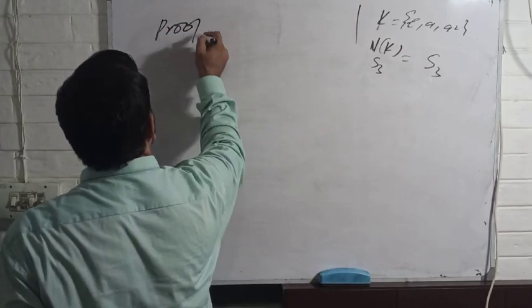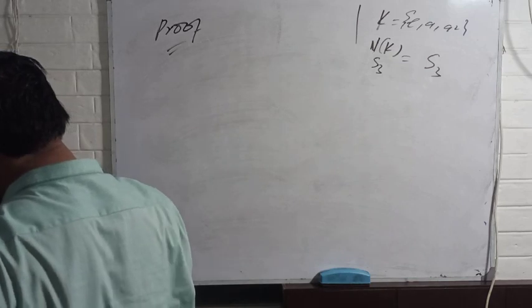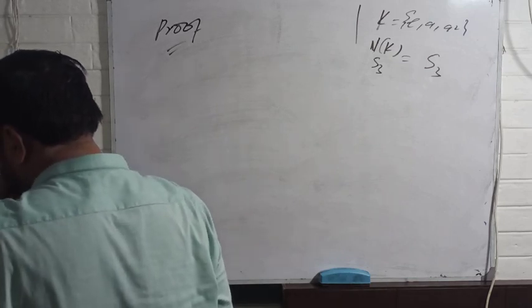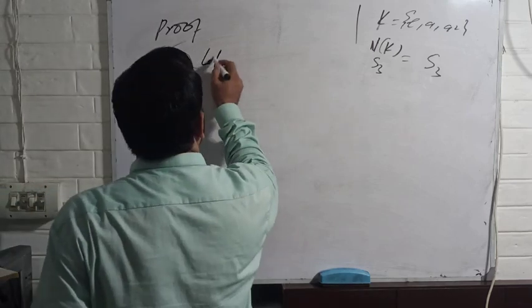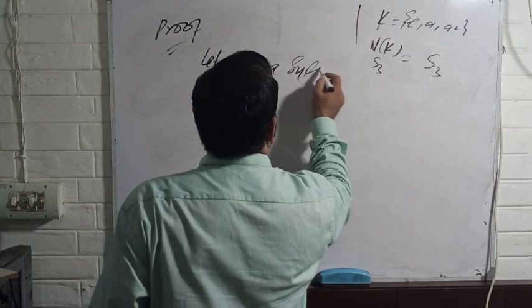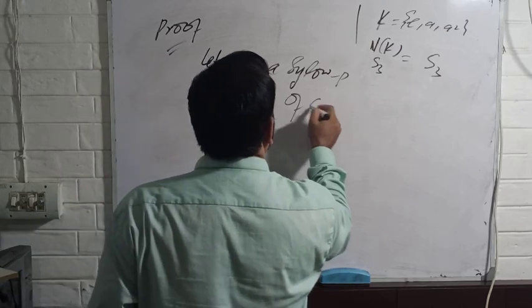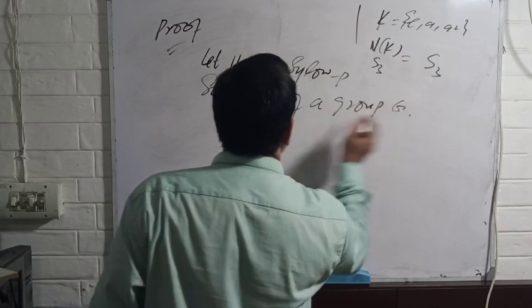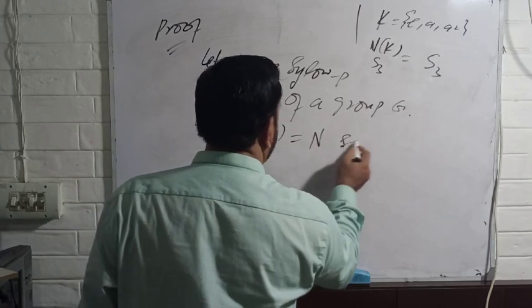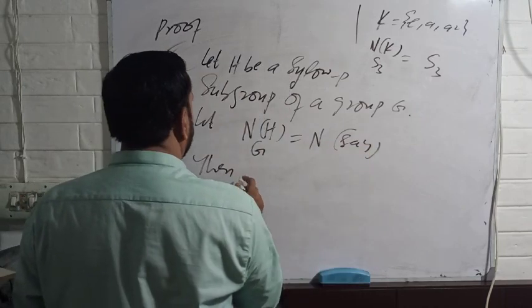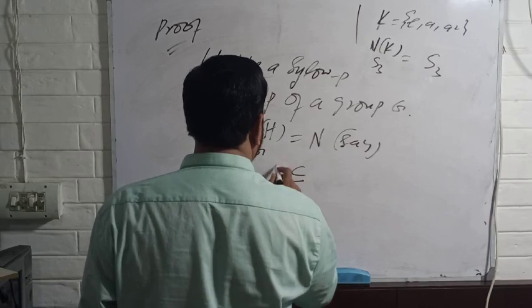So, proof. Let H be a Sylow P subgroup of a group G. Let N, the normalizer of H in G, be equal to N, say. Then H is a subset of N.